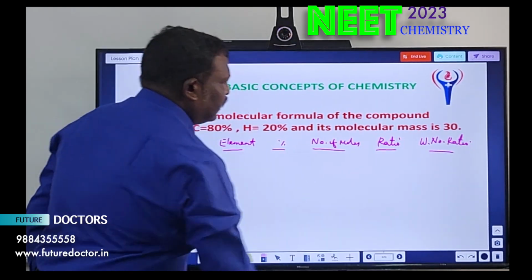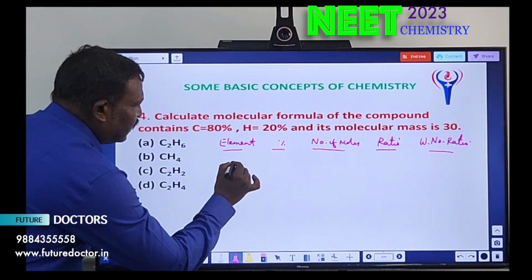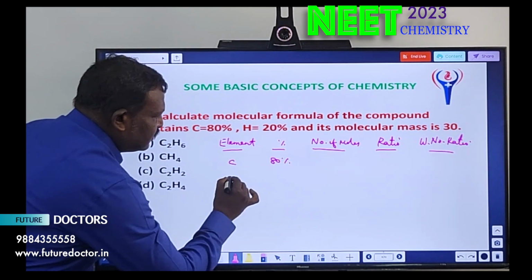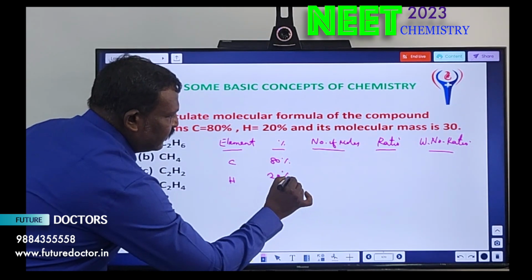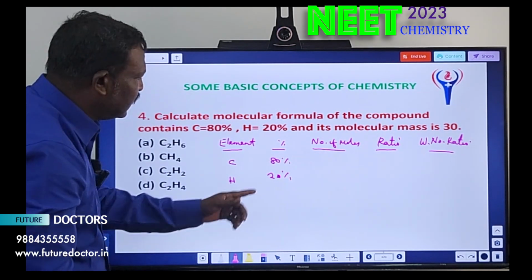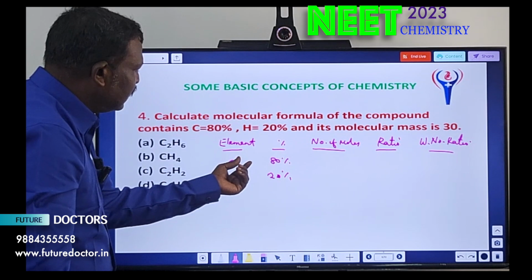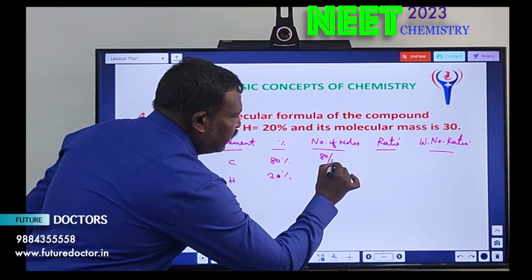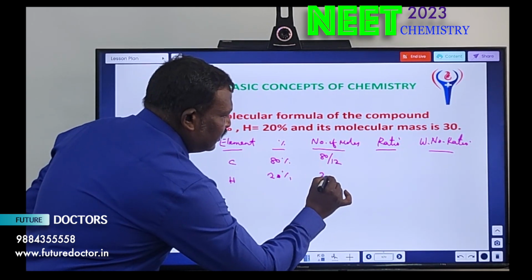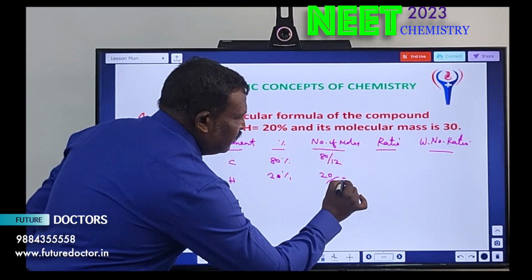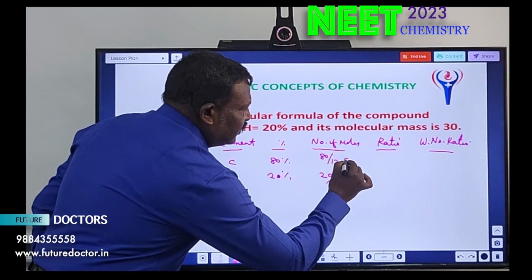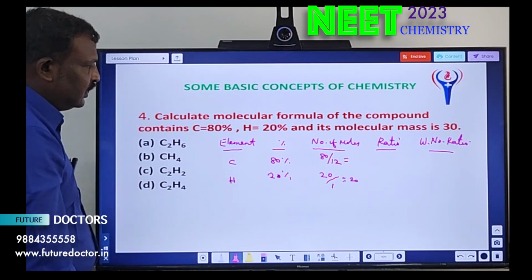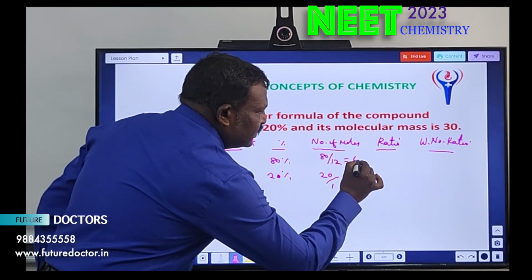Carbon is 80%, hydrogen is 20%. First, number of moles means divided by atomic mass. The atomic mass of carbon is 12, so 80 by 12. Then 20 by 1, which is 20. The first simplifies to approximately 6.66.